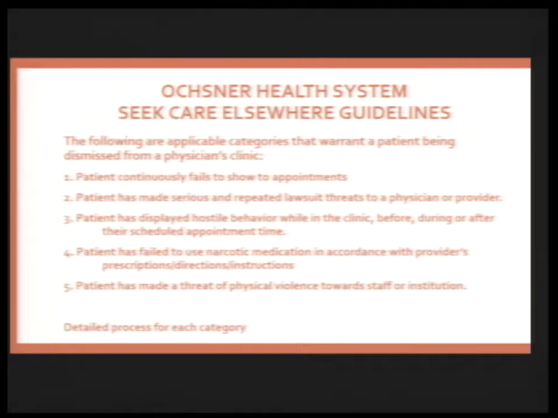So the number 3 was hostile behavior, but it wasn't really a threat of physical violence. The number 5 triggered a process that was much more expedited. The other 4, there was a process for each of those that was different. And they would try to deal with the problem first. And they had to get approval by whoever the medical director for the clinic was. So there was a process for each category.